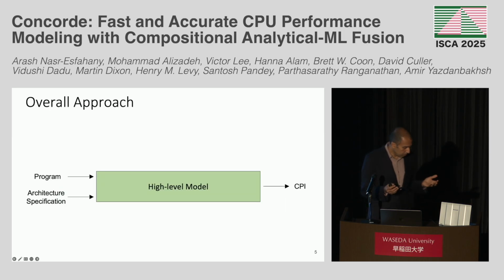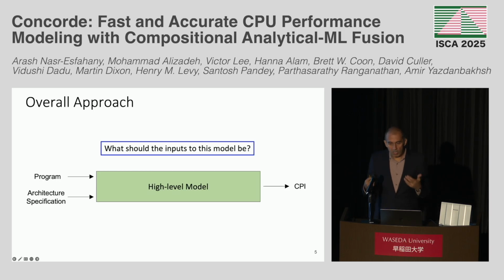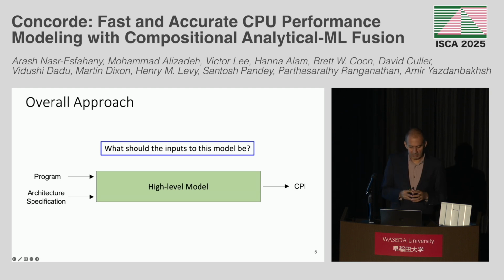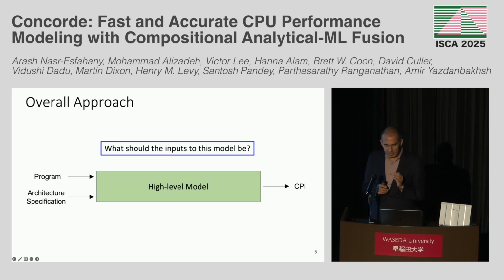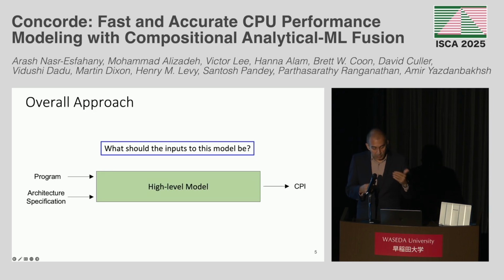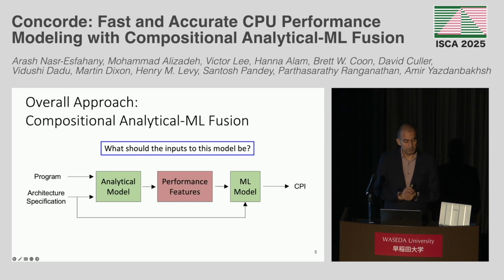So what was our goal? Let's review it. Our goal is to learn a higher level model of CPI. And I keep repeating this. But it is not at all obvious what the input to this higher level model is. In fact, to be honest, we have spent a lot of time thinking about this question. What should be the input to this model? And we settled on the performance features derived from, you can guess it, analytical models.